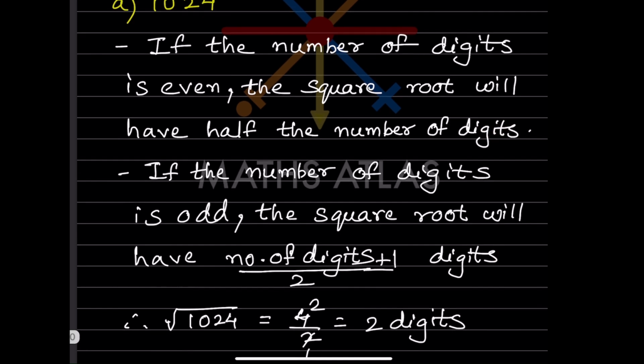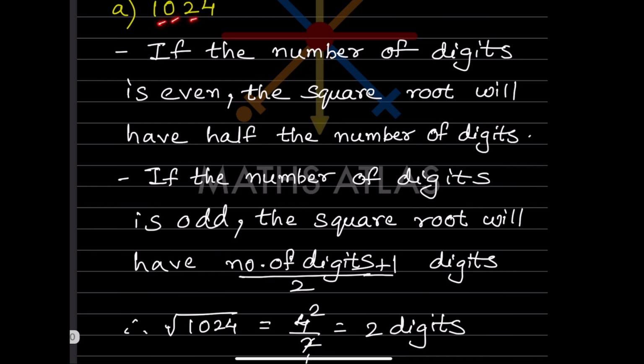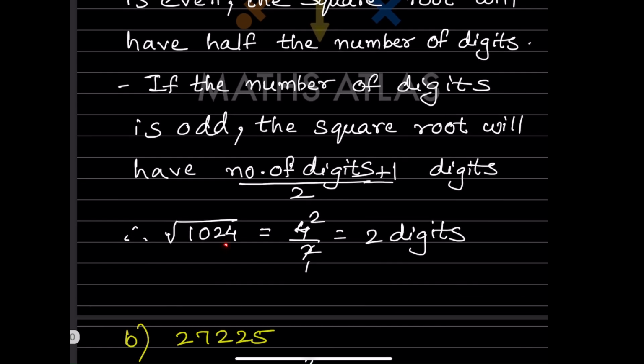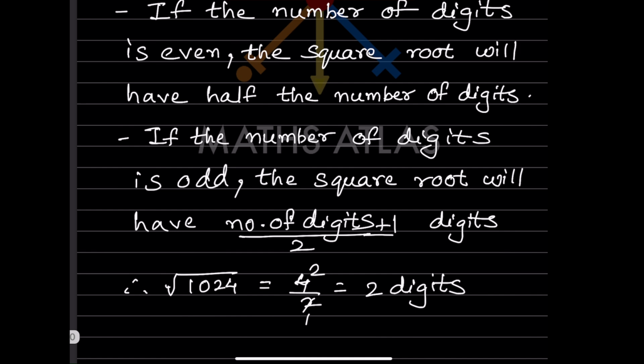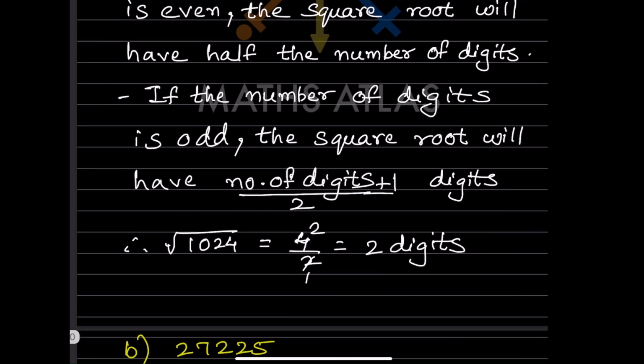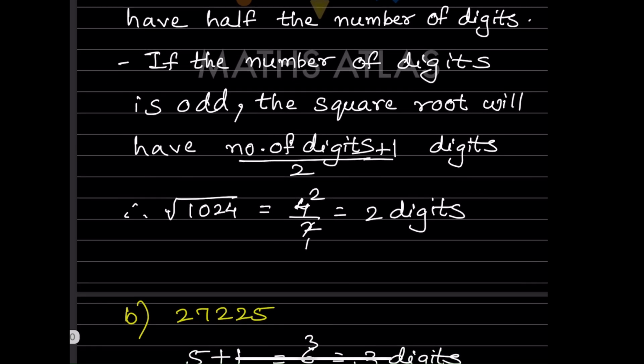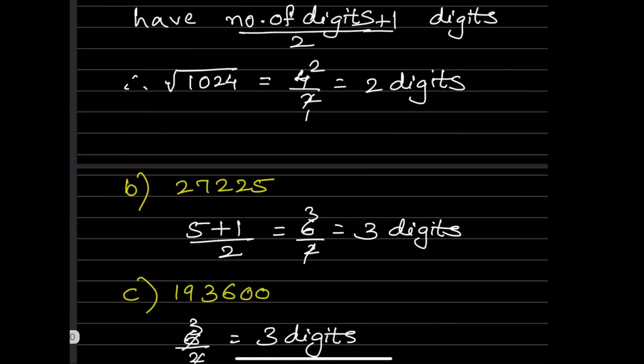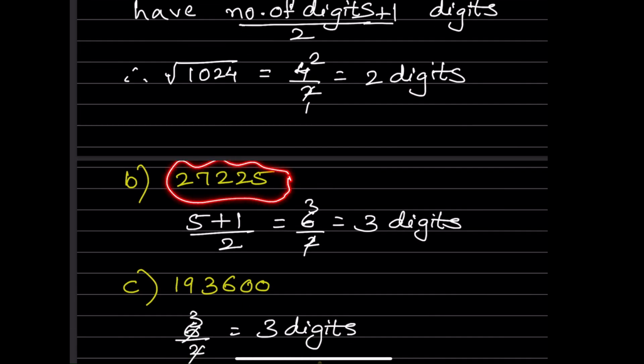So here how many digits do we have? We have 1, 2, 3, 4. So for the square root of this, what is the rule? That is half the number of digits. So 4 divided by 2, that is going to be 2 digits. Now here we have 5, so this is an odd number. So what do we have to write here? 5 plus 1 divided by 2, that will be 6 by 2, that will be 3.